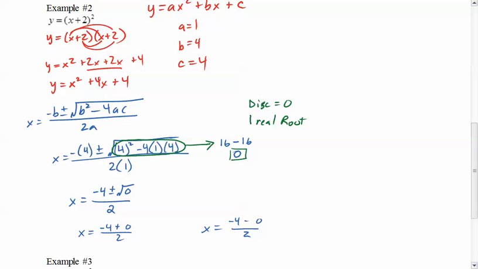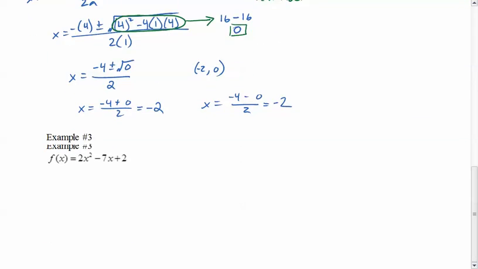And you'll notice that negative 4 plus 0 is negative 4 divided by 2 is negative 2. And negative 4 minus 0 is also negative 4 divided by 2, which is also negative 2. So the x equals negative 2, therefore, is the only place where I get an x-intercept. So an x-intercept, or a solution of negative 2 comma 0. All right, there we go. We got 2 under our belt. Let's look at one more.